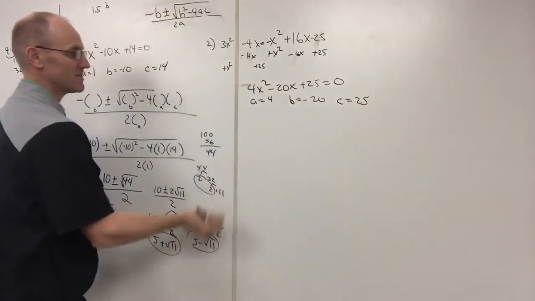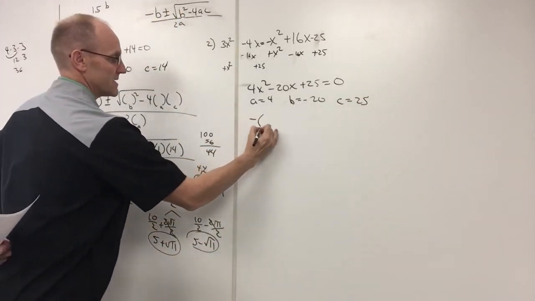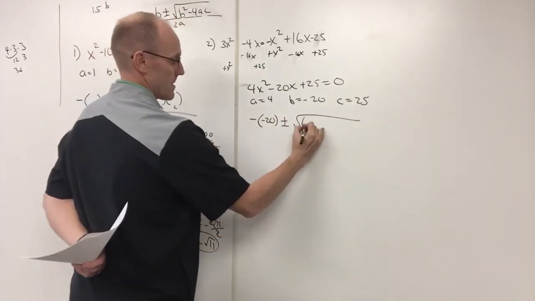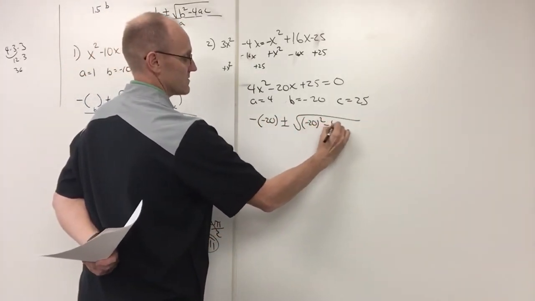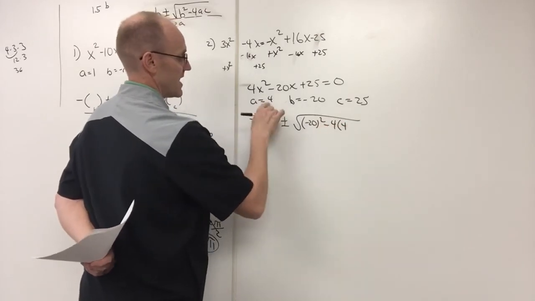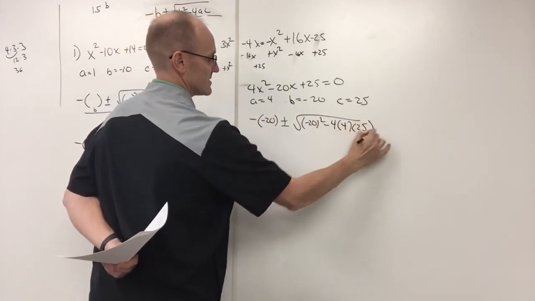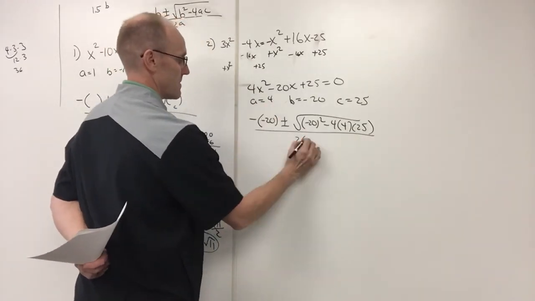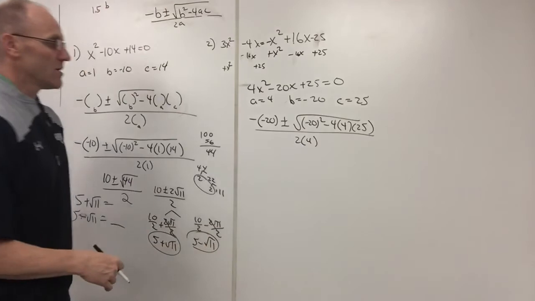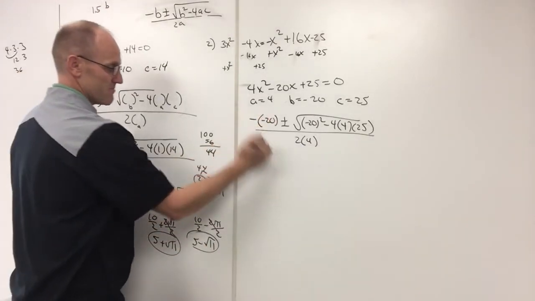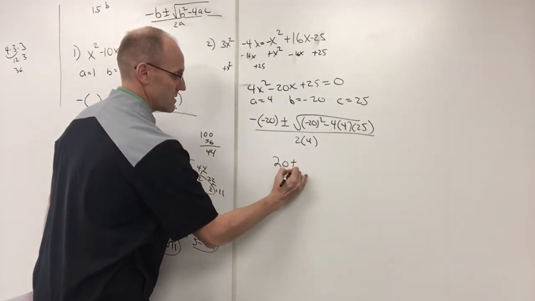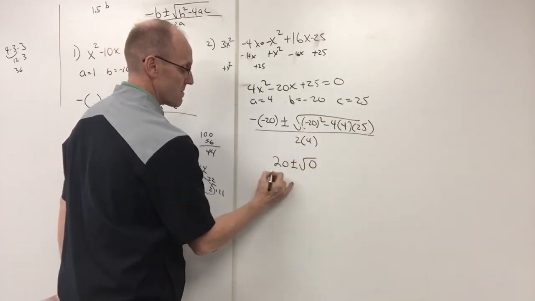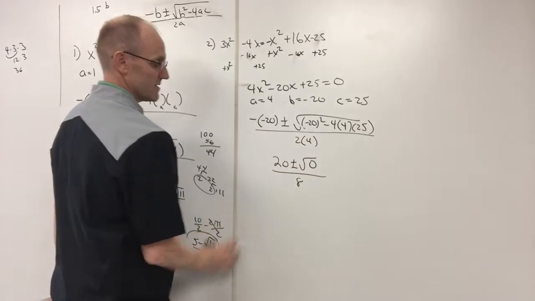So as I do this, I do the opposite of negative 20 plus or minus the square root of negative 20 squared minus 4 times A times C all over 2 times A. Let me clean this up. That'll be positive 20. I do all this in my calculator at once, and I will get 0. 2 times 4 is 8.